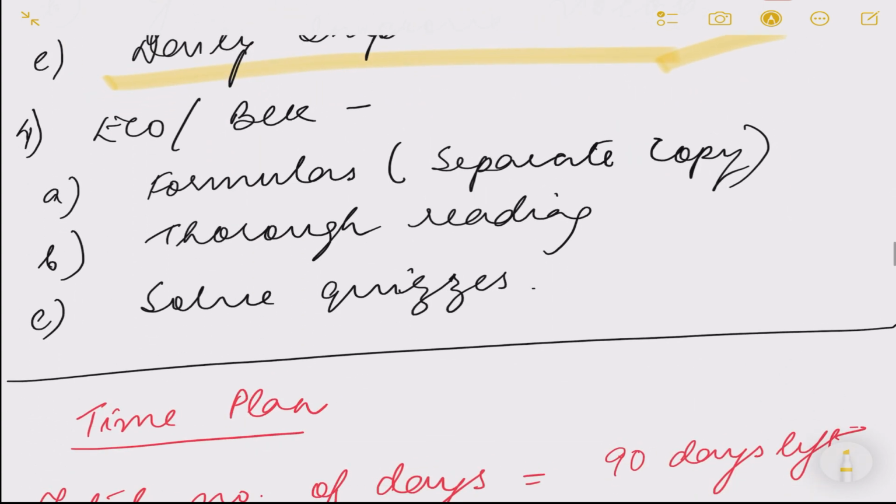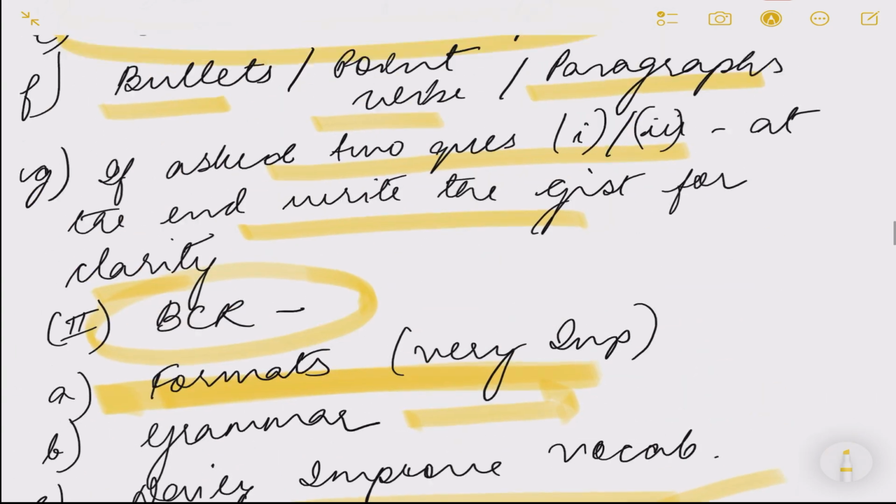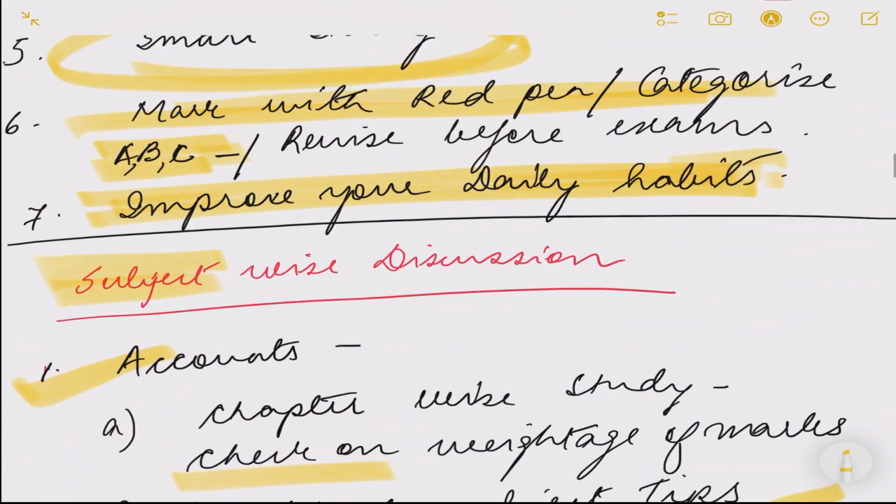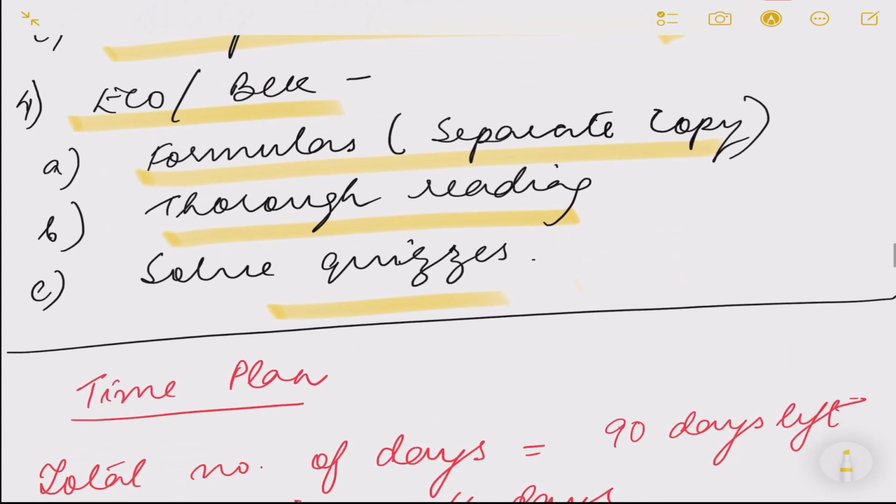Then the last subject is economics and BCK, for which you need a formula copy, a separate copy, and thorough reading. Try to solve more and more quizzes, because it's an objective paper, and the more questions you solve, the more clarity you will get. So this is the way in which you need to study all the 4 subjects.